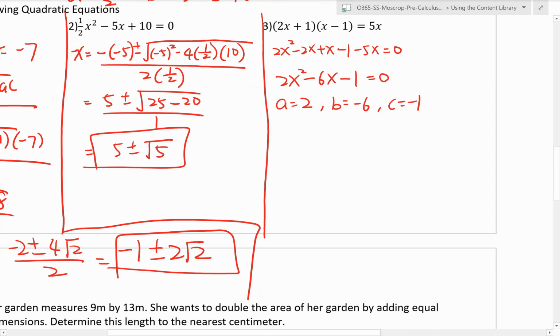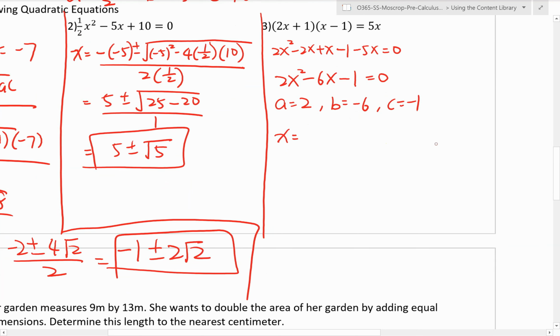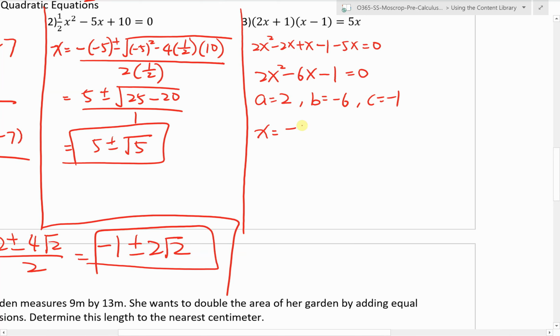Okay, so then again, you can plug this into your quadratic formula. I have a little bit more room here, so I'm going to write down the formula again, just in case you don't remember what it is. So -b plus minus square root of b squared minus 4ac divided by 2a. And now we can just plug in the numbers.